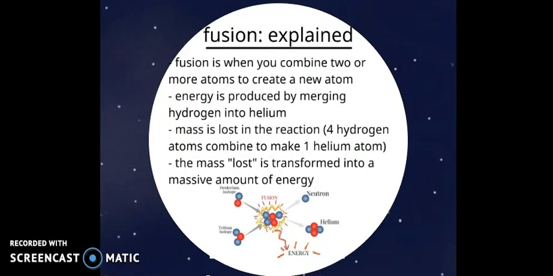This is fusion explained. Fusion is when you combine two or more atoms to create a new atom. And this form of fusion energy is produced by merging hydrogen into helium. Mass is lost in this reaction, though not a large amount of it. The mass lost is transformed into great amounts of energy. And the process of fusion for stars is 4 hydrogen atoms combined to make 1 helium atom. And remember, the mass loss is transformed into energy, which fuels the star.